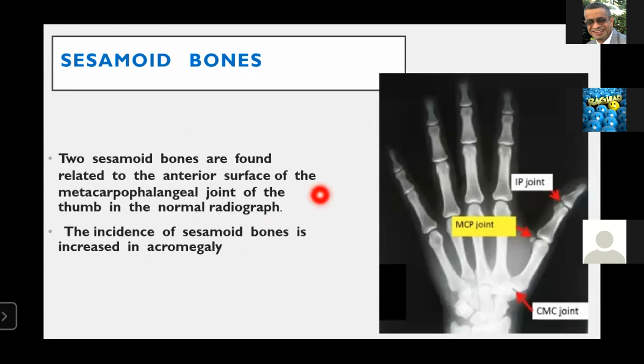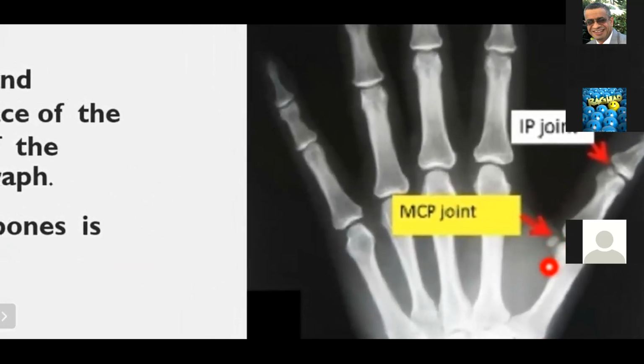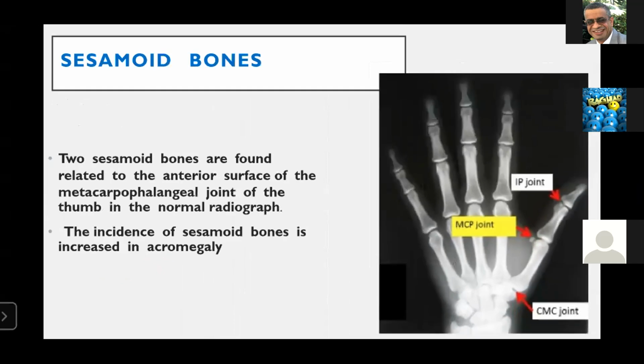Sesamoid bones. We have 2 sesamoid bones seen on the anterior aspect of the thumb metacarpophalangeal and interphalangeal joints. As we see here, the sesamoid bone in the metacarpophalangeal joint of the thumb, and here in the interphalangeal joint. The incidence of sesamoid bones is increased in acromegaly.